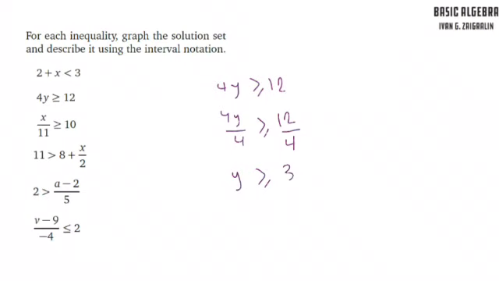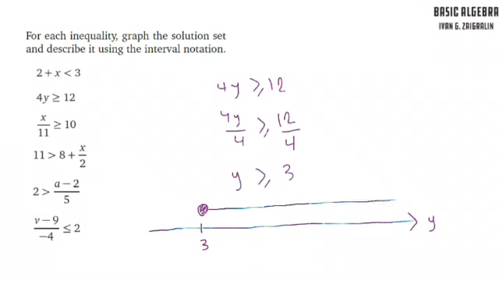Then we want to graph the solution set for this inequality, so this is 3, and this is the solution set for this inequality, and the interval notation for this inequality is, this is square bracket 3 and infinity.